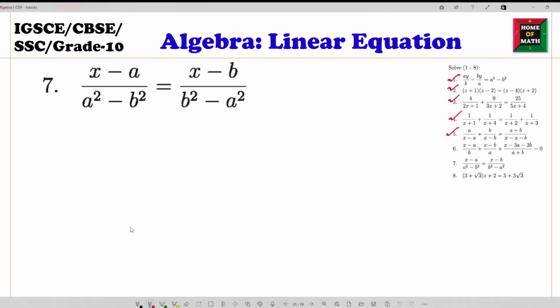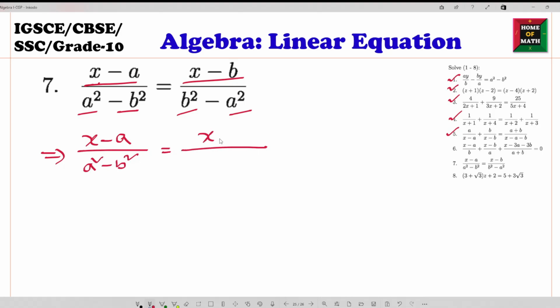Here is (x minus a) divided by (a square minus b square) equals (x minus b) divided by (b square minus a square). Look, this one is looking different. So we can write it like this: (x minus a) divided by (a square minus b square) equals (x minus b) divided by minus (a square minus b square). We can take the common minus. Now it's looking similar. Okay, so what can we do?